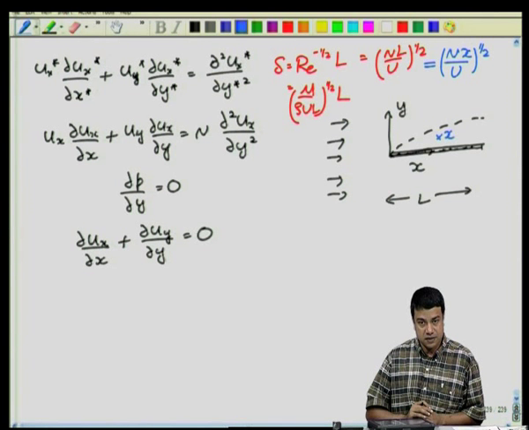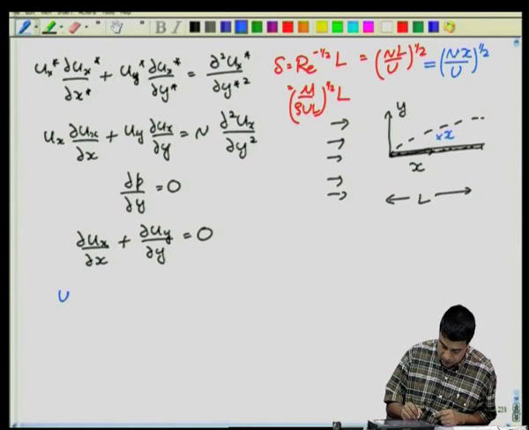So, once I have done this, my scaled y coordinate becomes y star is equal to y by nu x by u to the power half.